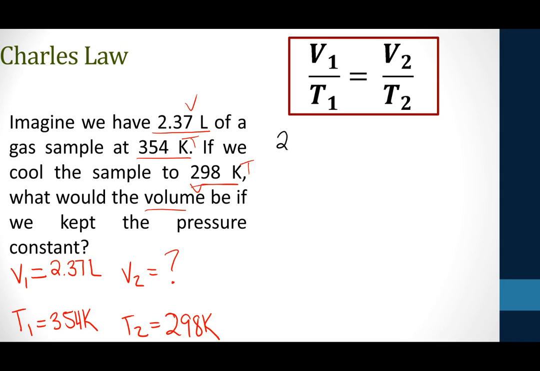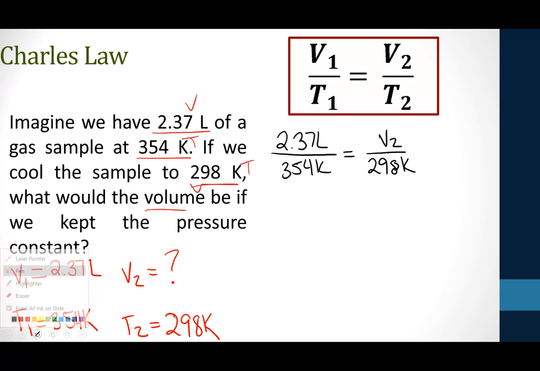So V1 is 2.37 liters divided by 354 Kelvin. And that equals V2 is what we're solving for, and we have 298 Kelvin. Okay. We have a fraction. Fractions are no fun, especially when the variable that you're trying to determine is on the bottom. That's not the case in this example, but it will be in other examples.